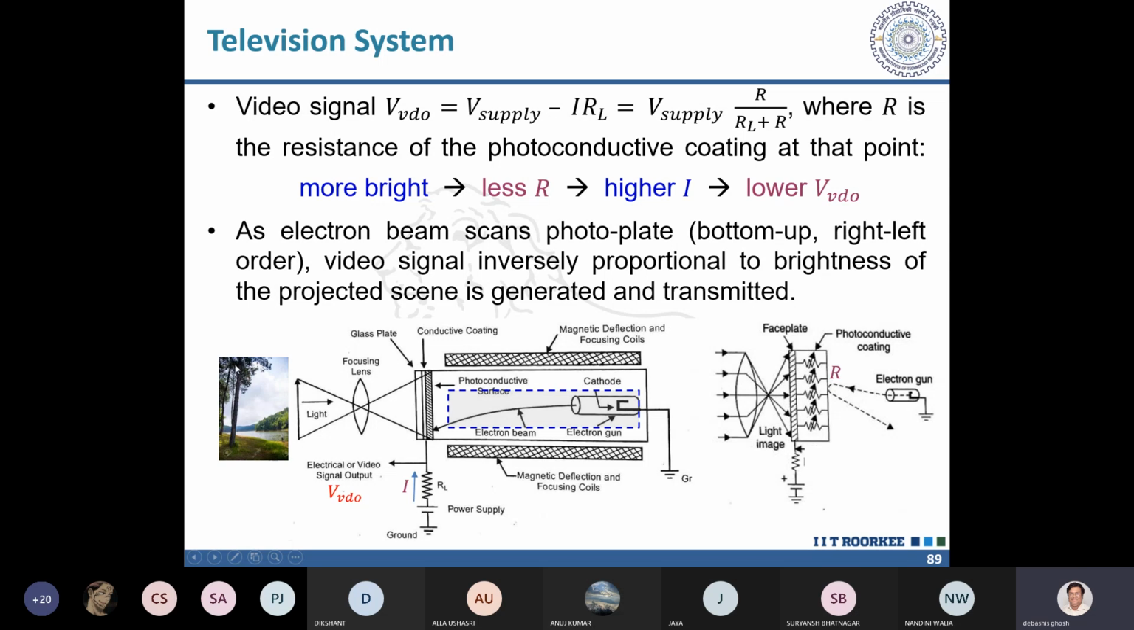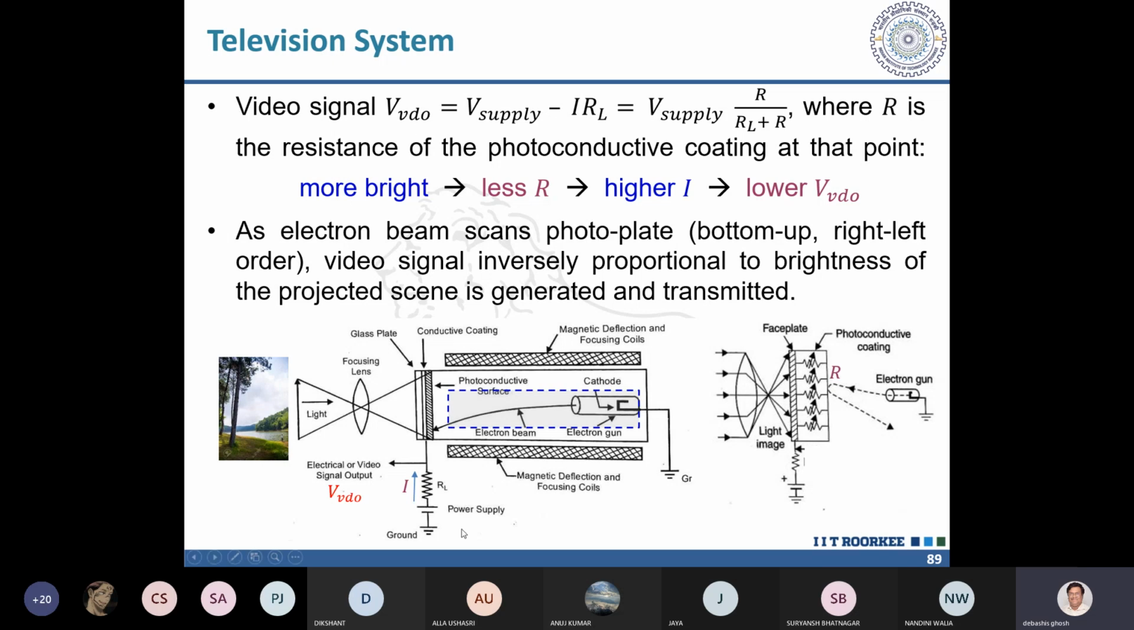That means it is essentially measuring the brightness at that point. Okay, the outside world scene, whatever the light is coming from that point at this position, the brightness of that light is essentially getting measured.